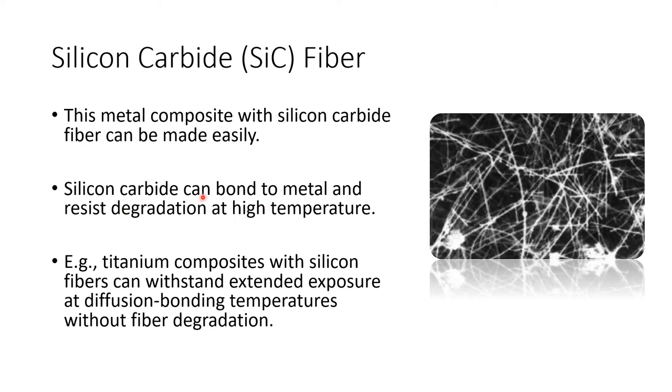Again, this is really important because this fiber can bond to the metal and resist degradation, therefore it is better than boron because you don't need to protect it from degradation. So for example, in a titanium composite, your silicon carbide fiber is going to tolerate extended exposure at diffusion bonding temperature without fiber degradation. Okay, so that's the most important property about silicon carbide fiber.